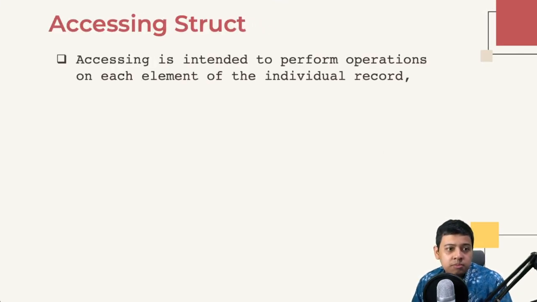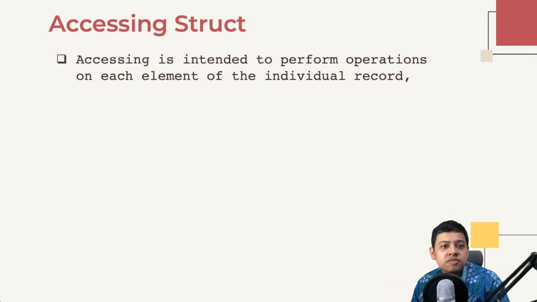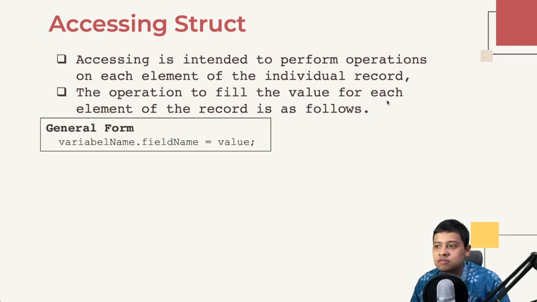Now we are going to talk about accessing the struct. So accessing the struct is intended to perform operations on each element of the individual record. So not on all of the values inside, but just on one. The operation to fill the value for each element of the record is as follows. You can see over here the general form: the variable name, and then dot, and then the field name, and then equal to the value that we want to insert to that field name.